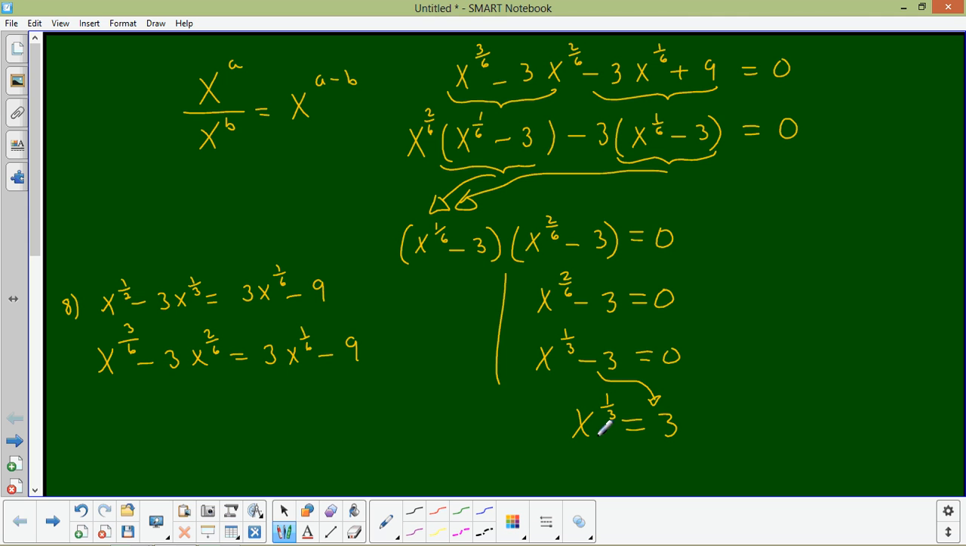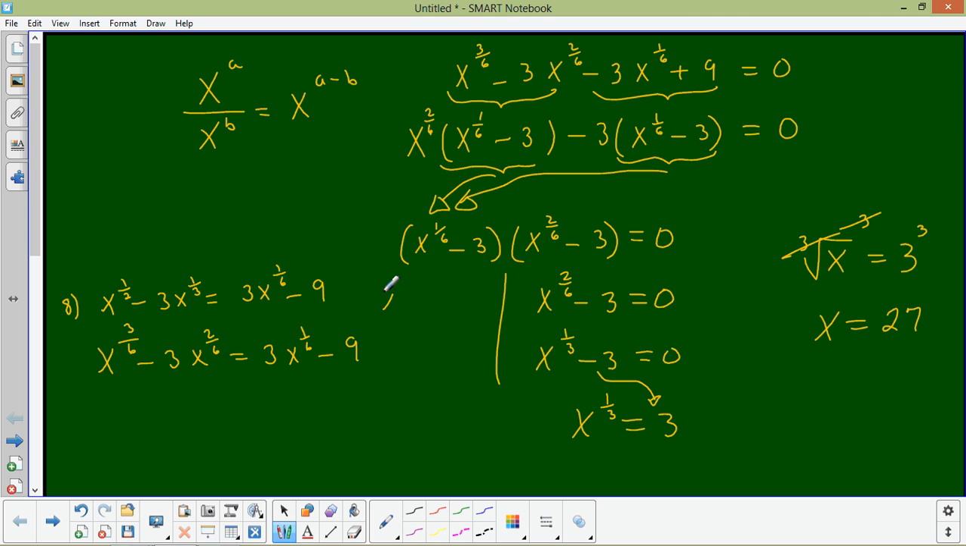And now what does that x to the 1/3 mean? What's the meaning of that fractional exponent? That means cube root of x. So if the cube root of x is 3, how do you figure out what x is? How do you get rid of a cube root? Well, you raise it to the 3rd power, just like squaring gets rid of square roots. So there's one root: 27.